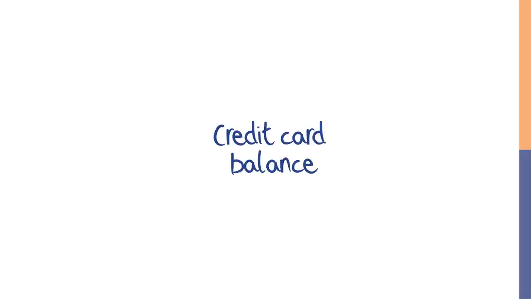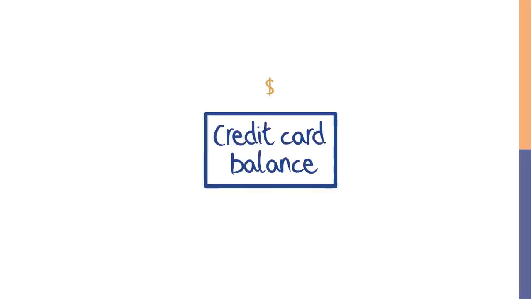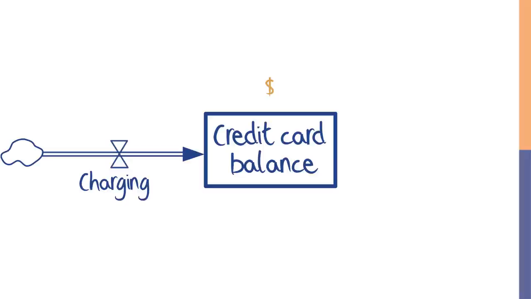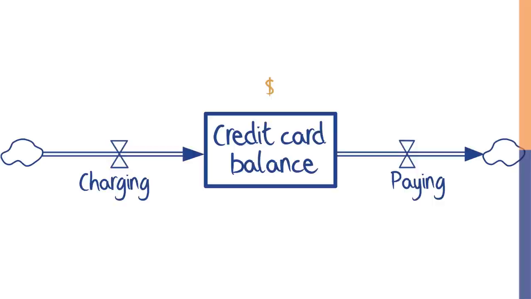Another good example is my credit card balance. It's best to think about it as a stock and flow. Credit card balance is a stock measured in dollars, how much I owe the credit card company. Charging increases the balance. Paying reduces it. Both are measured in dollars per year.